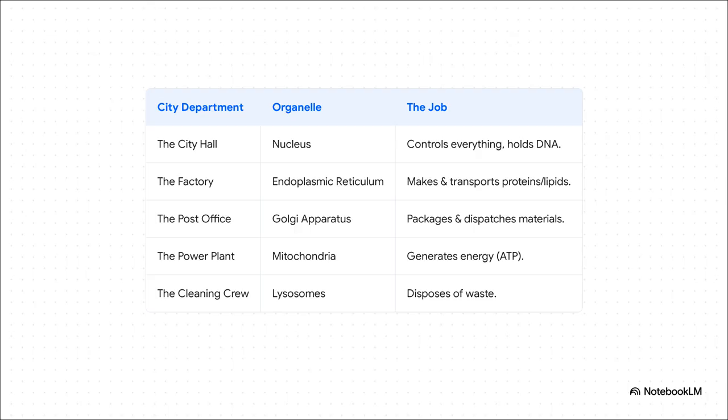Okay, let's meet the main workers. Ready? First, the nucleus. That's the city hall, the boss. It controls everything. Then, the endoplasmic reticulum, or ER. Think of it like the factory and the highway system, all in one. It makes and moves stuff. Next, the Golgi apparatus. This is the city's post office. It packs and sends things out. Then you have the mighty mitochondria, the power plant, generating all the energy, the ATP.